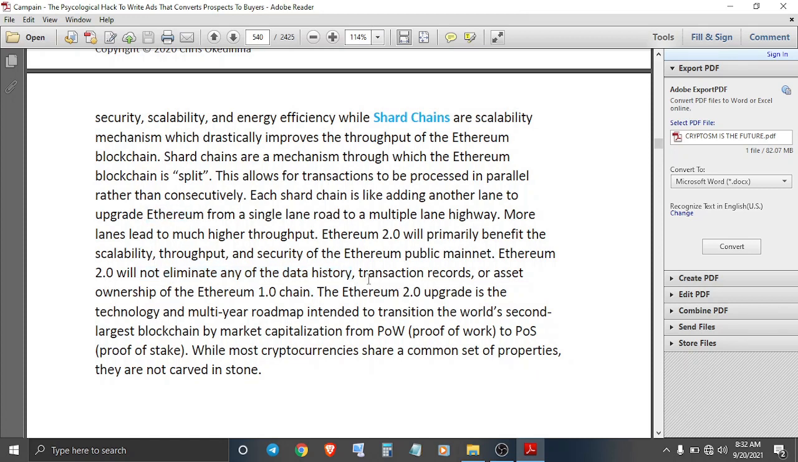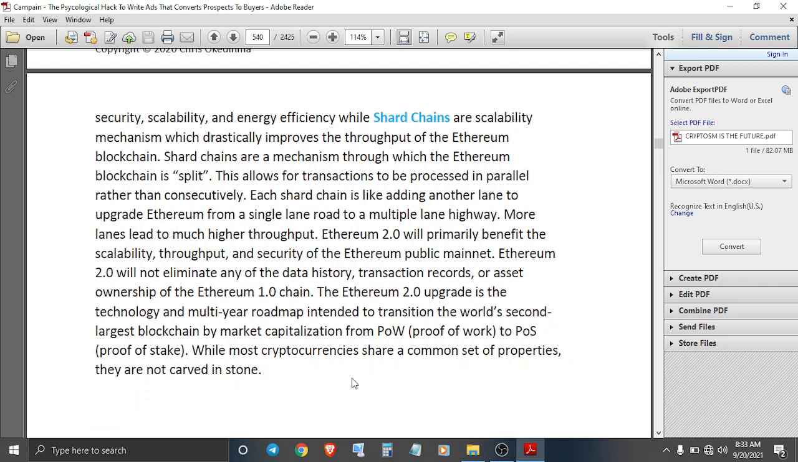Okay, even the transaction records and asset ownership that has happened with the Ethereum 1.0 chain or network or blockchain. Now, the Ethereum 2.0 upgrade is the technology and the multi-year roadmap intended to transition the world's second largest blockchain by market capitalization from proof of work to proof of stake consensus mechanism system. While cryptocurrencies share a major set of properties, they are not carved in stone.